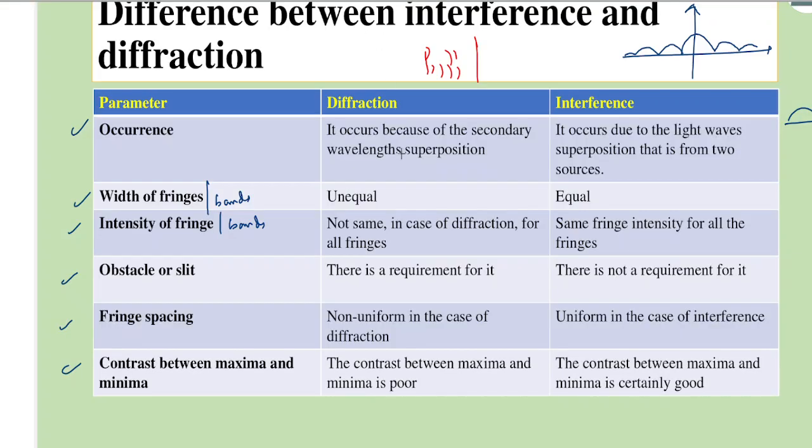So, in case of interference, the contrast between bright and dark is good. That is, the contrast between maxima and minima is good, but it is not so good, or it is poor, in case of diffraction. These are the basic differences, for the sake of the exam, to understand the differences between interference and diffraction. But keep in mind that we clearly can't tell what is interference or what is diffraction. It's only based on the usage.